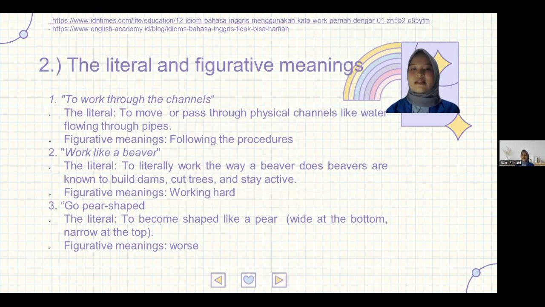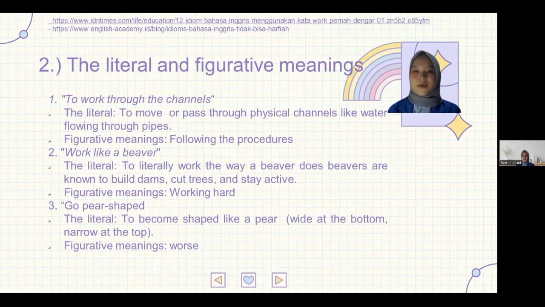Number 2 is the literal and figurative meanings. Number 1 is to work through the channel. The literal meaning is to move or pass through a physical channel, like water flowing through pipes. The figurative meaning is following the procedures. Number 2 is work like a beaver. The literal meaning is to work the way beavers do. Beavers are known to build dams, cut trees, and stay active. The figurative meaning is working hard.